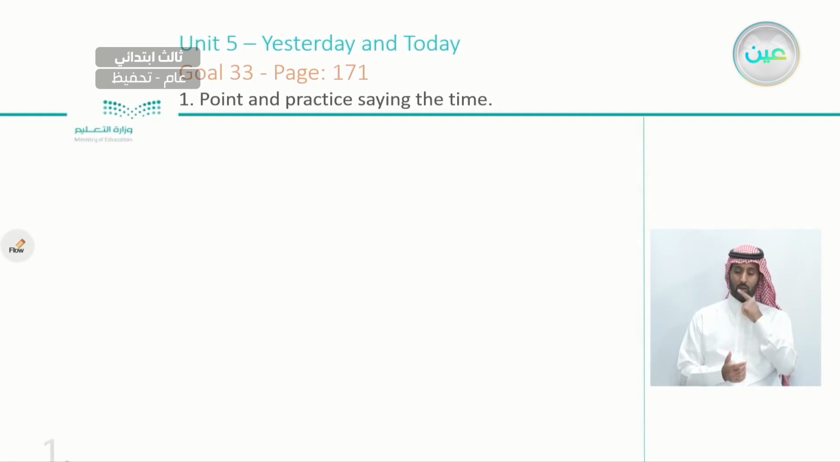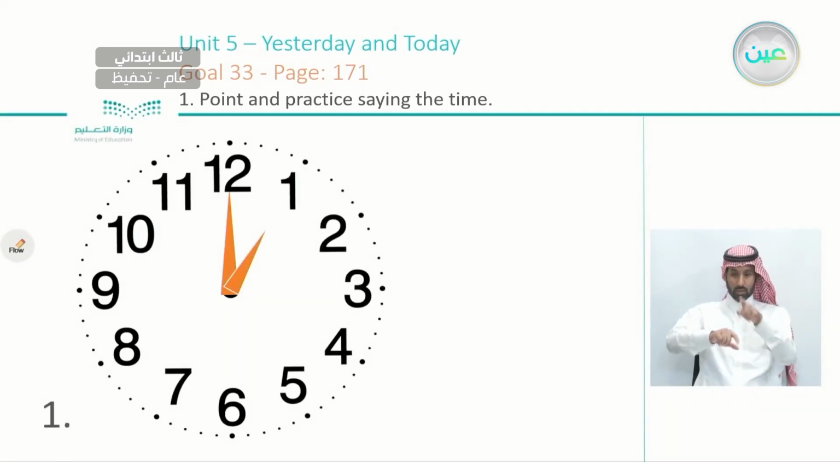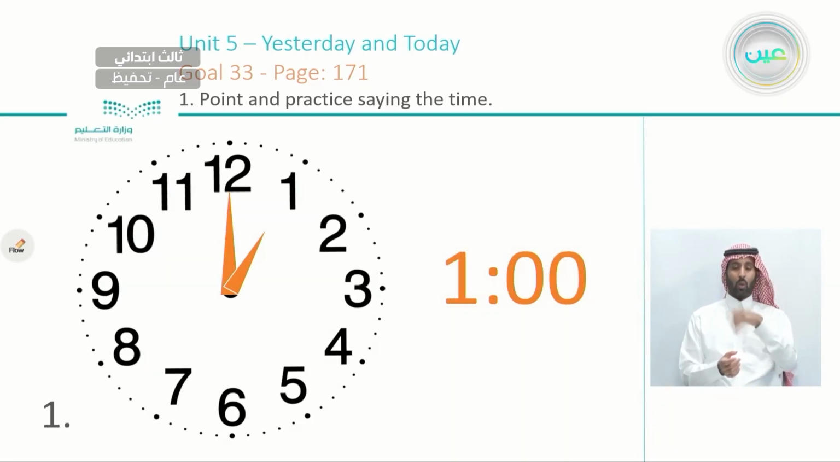Okay, now we have on page 171, point and practice saying the time. So now number 1, we have a clock here. What time is it here? Can you tell me? Yes, it's 1. Excellent, 1 o'clock. That's right.